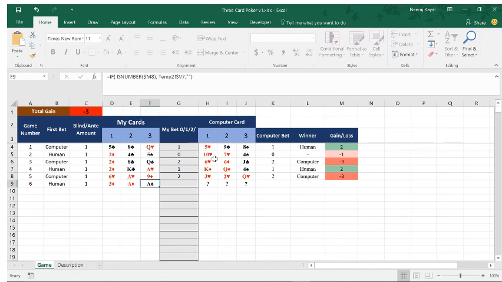In the next game I get a pair of aces, so my category is a pair. It's a good hand, so maybe I'll bet 2 this time. And this time though, what has happened is the computer has gotten 3 clubs, so its category is higher than mine, it wins, and so on.